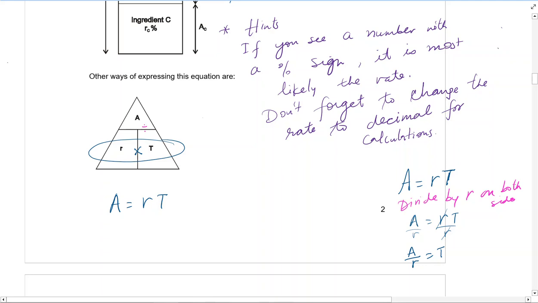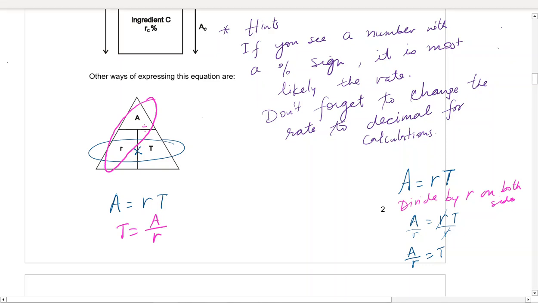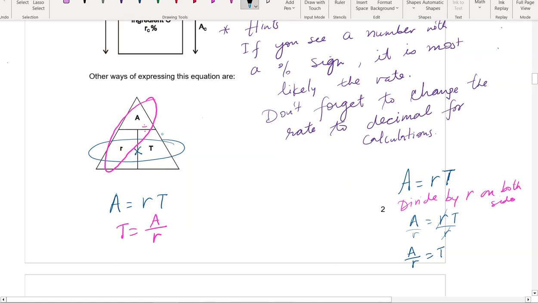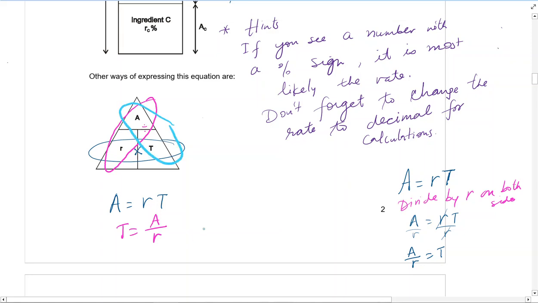So if you want to write a formula for total, forget about T, so T would be A over R. And if I want a formula for R, it would be A over T. So that's how you can memorize the formulas if you want. The purpose of this triangle is just to memorize the different forms of the formula. You don't need to use a triangle, you can just manipulate your formula.